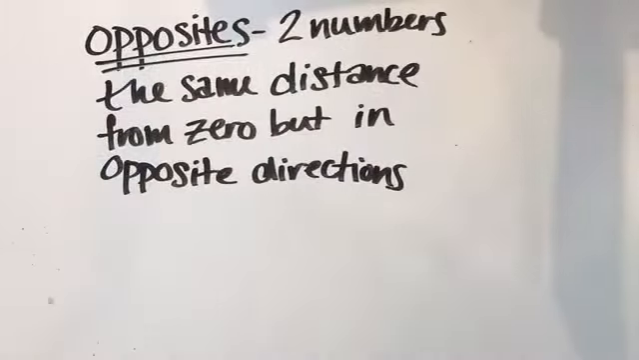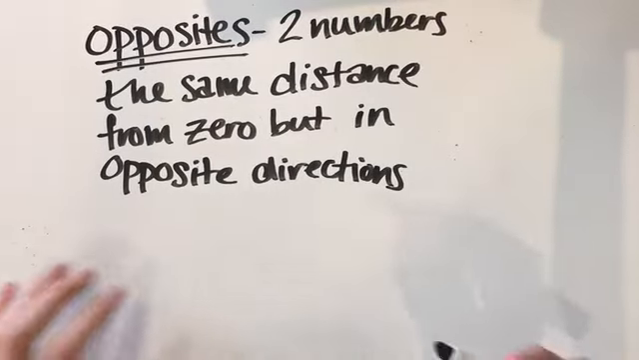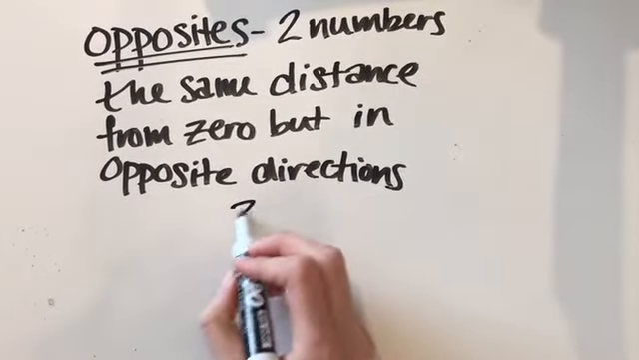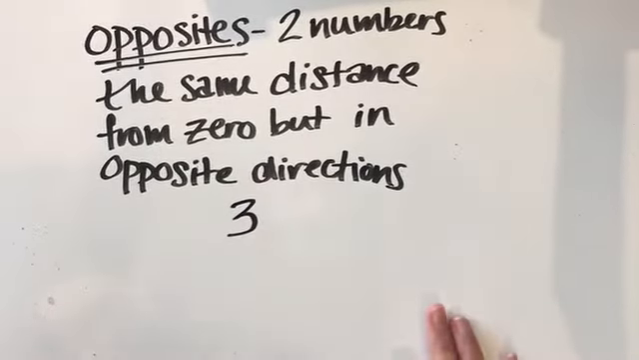All right, now we're going to move on to a new definition, opposites. Opposites are two numbers the same distance from 0, but in opposite directions. So I'm going to show you how this works on the number line. Once we see it visually, I think it's going to make a lot of sense, and we won't need the number line every time. So I want us to find the opposite of the number 3. What is the opposite of the number 3?